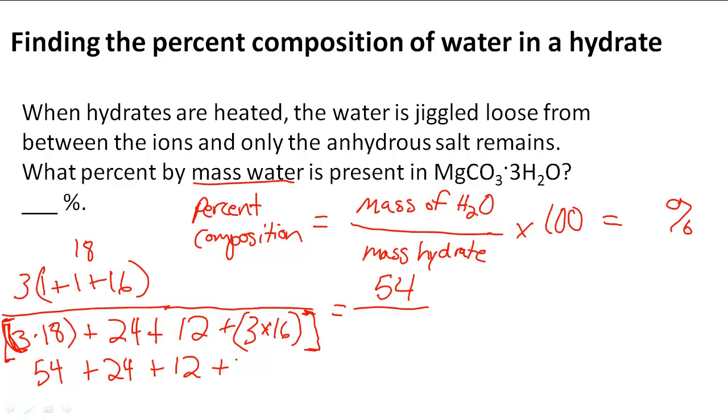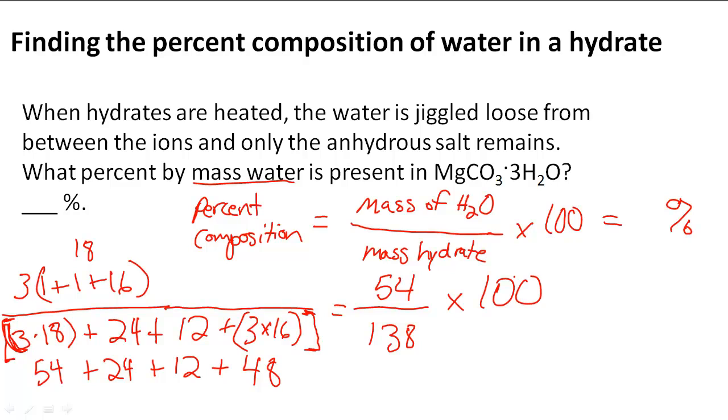which is going to give us 3 times 16 is 48. And now we can add all of them. 48 plus 12 plus 24 plus 54 gives us 138. So we have 54, which is the mass of the water by itself, and 138, which is the mass of the hydrate. So everything all together, times 100.